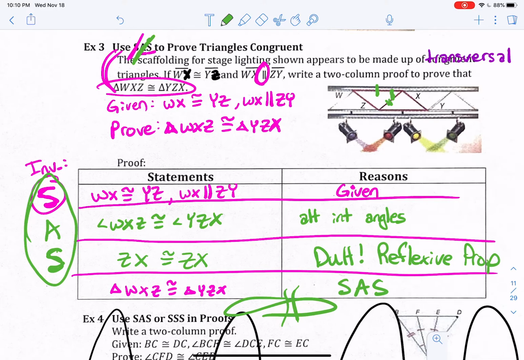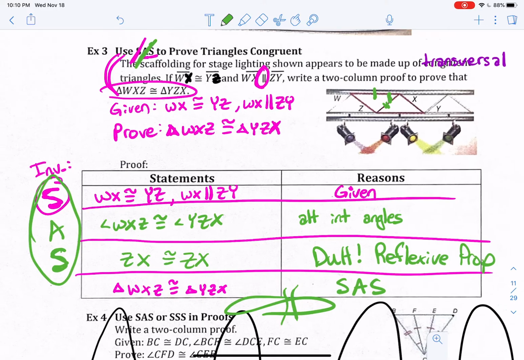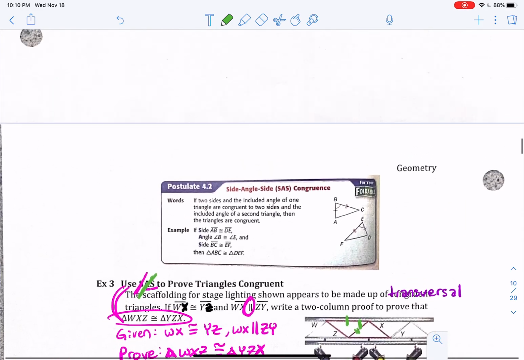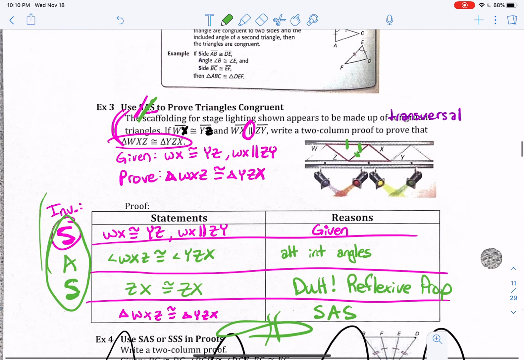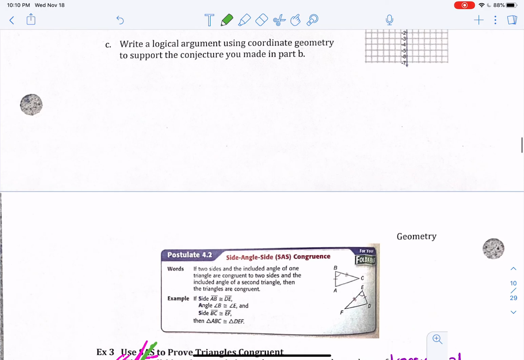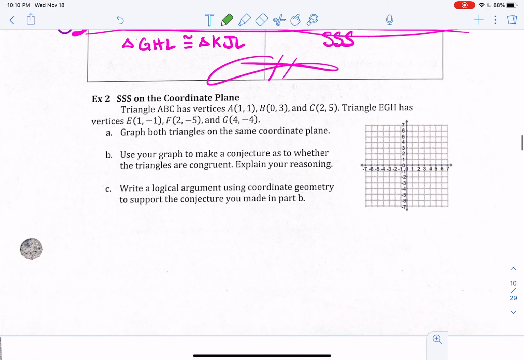We don't have to do all six pieces now. Okay? All right, so proofs are kind of tricky, but hopefully by taking inventory over here, that's the huge part. You know what you need to get to the end.